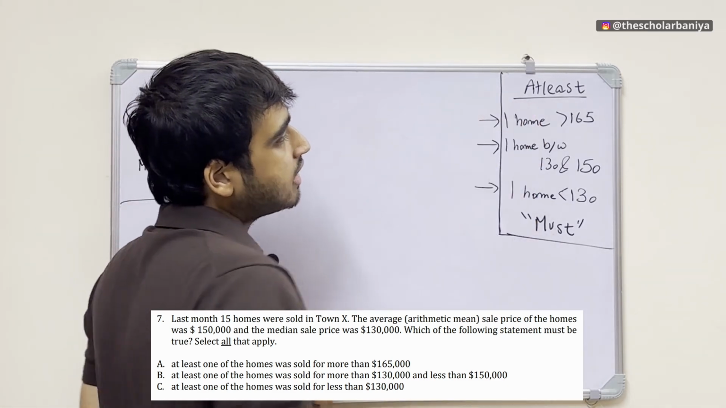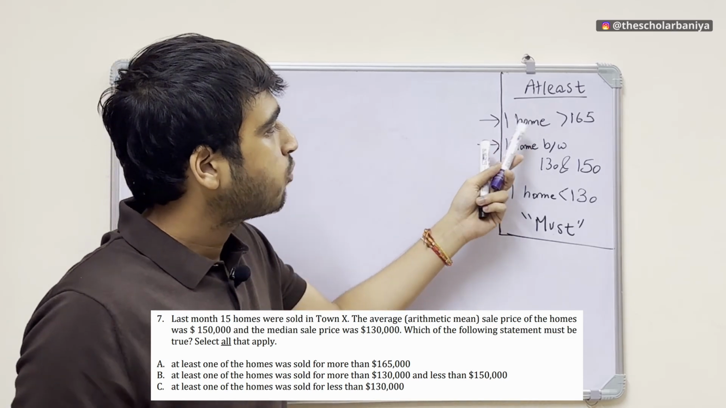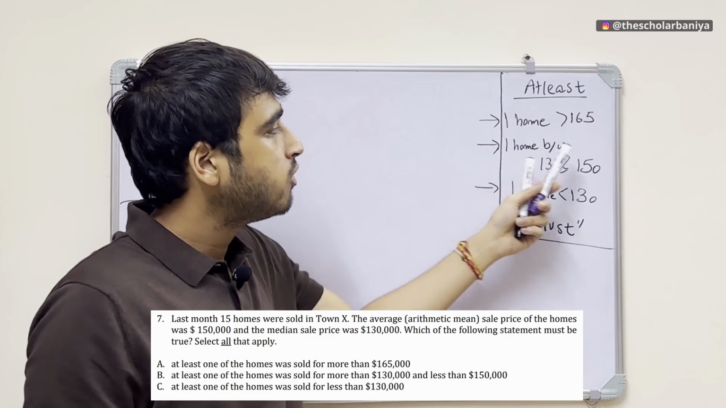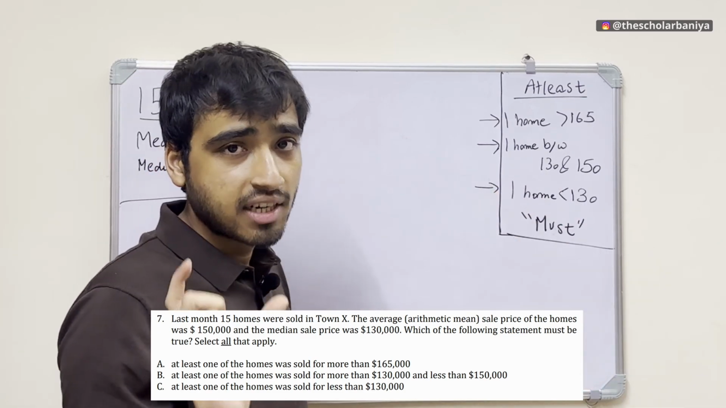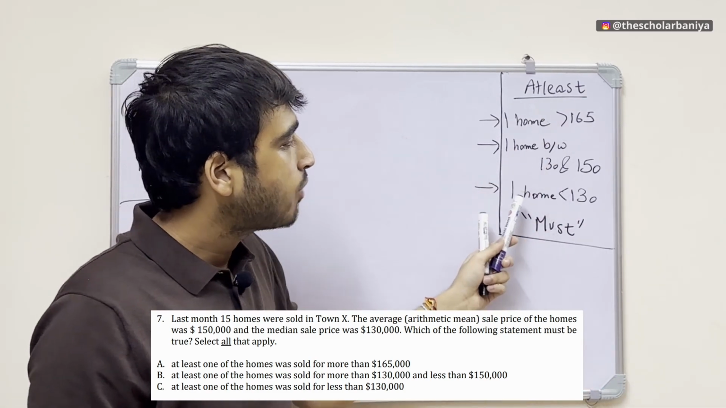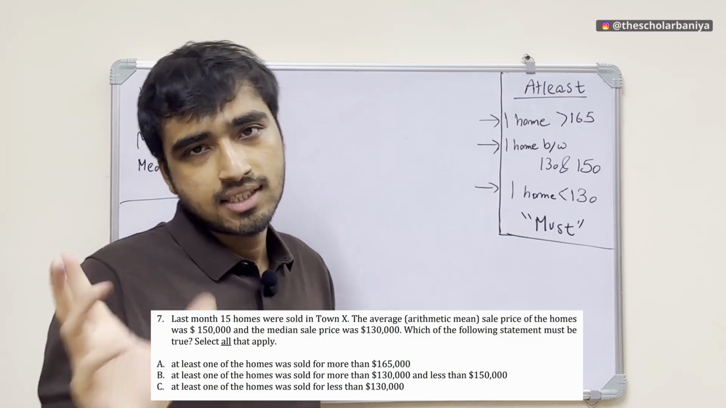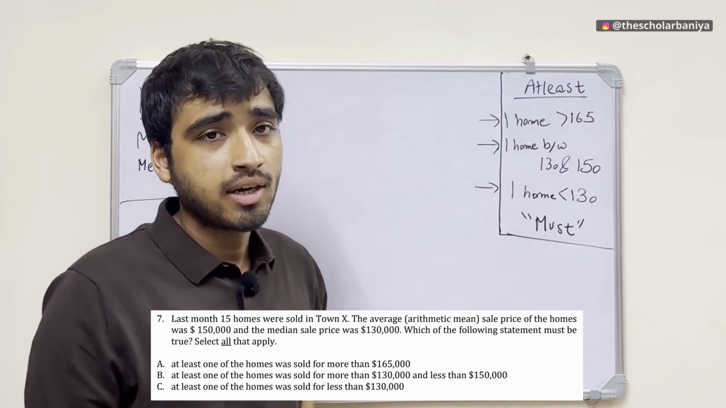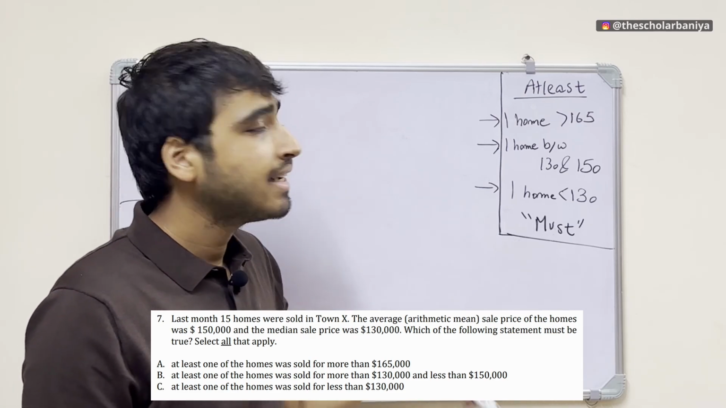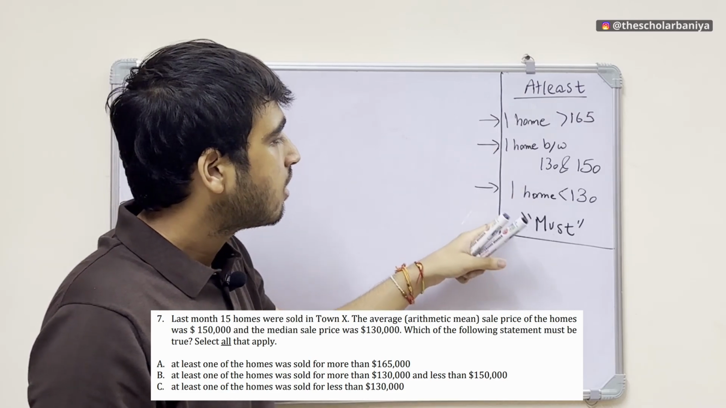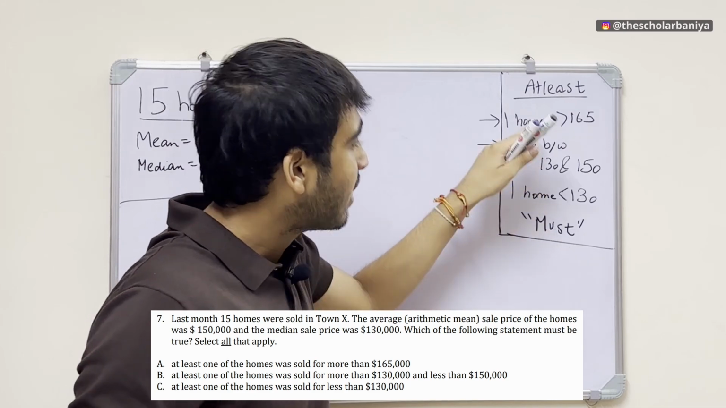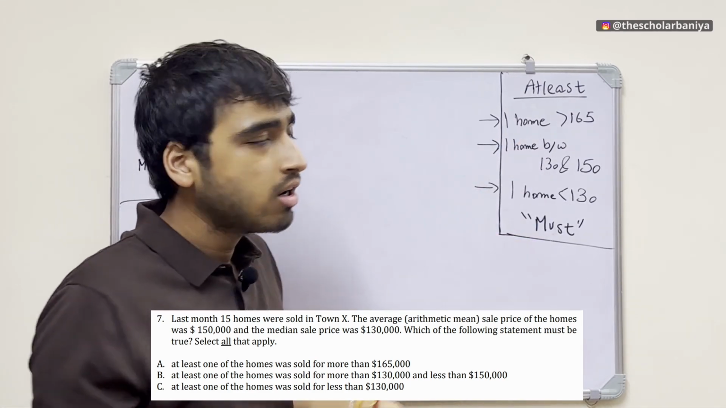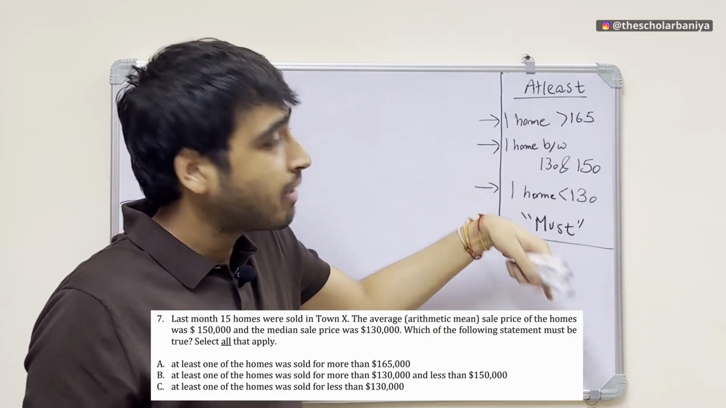And we are given three options: that the price of at least one home is greater than 165, the price of at least one home is between 130 and 150, and the price of at least one home is less than 130, or less than 130,000, right? Just pay attention to this word must. So which of the following must be true? This is the question. Select all of the options that must be true.